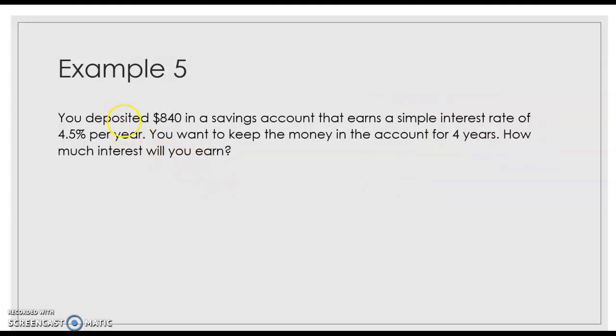You deposited. So the fact that we're using the word deposited means that that's our principal. $840 in a savings account that earns a simple interest of 4.5% per year. You want to keep the money in the account for 4 years. How much interest will you earn?